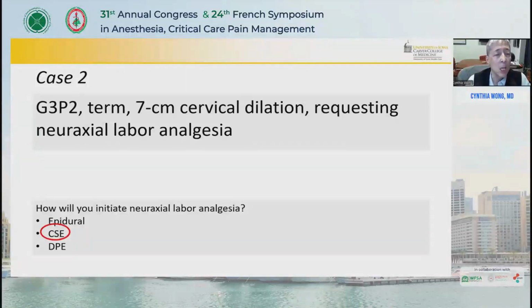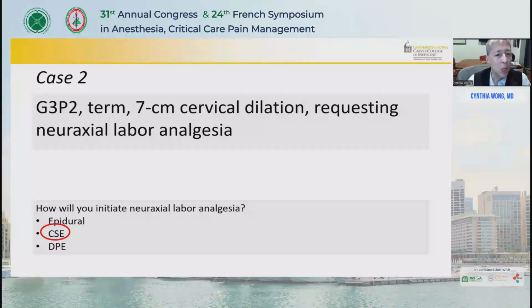So this is a multiparous patient, G3P2, term. She's at 7 centimeters cervical dilation when she requests neuraxial labor analgesia. So she's in the active phase, right? Remember the labor curve graph that we showed earlier in the talk, which means that her sacral dermatomes are going to need to be blocked within a short period of time. Labor is faster in multiparous patients, remember that. And so this woman is already at 7 centimeters.